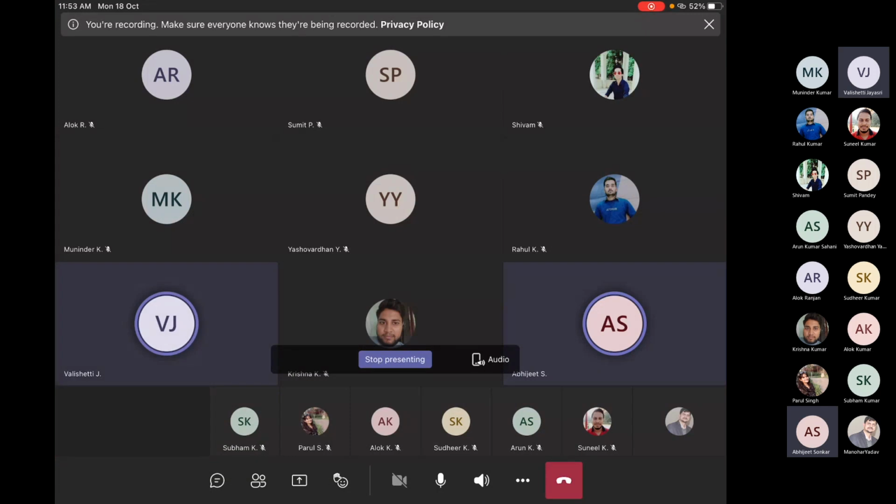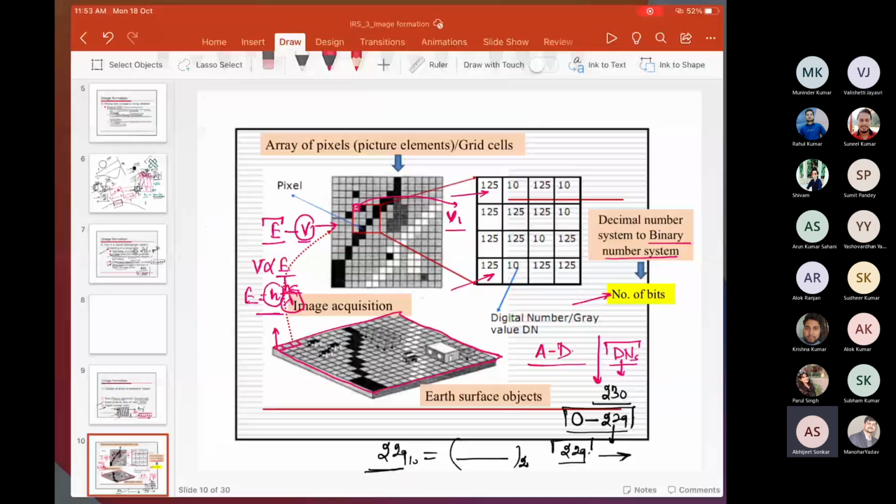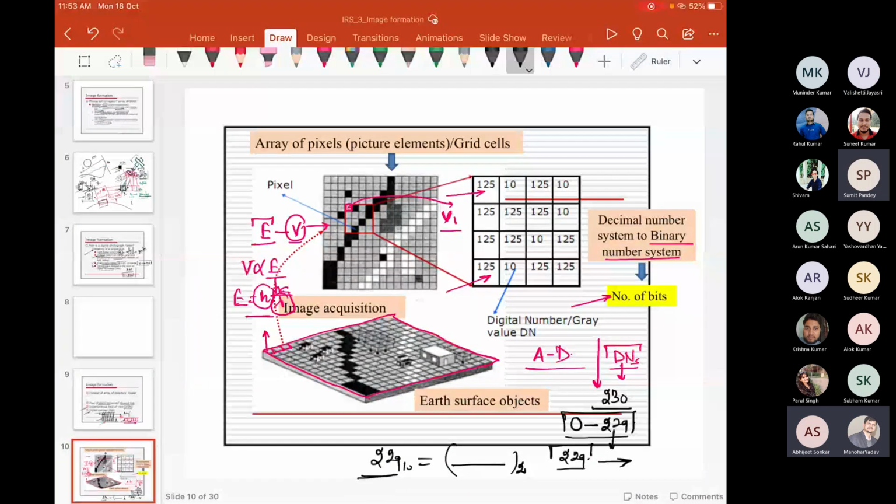Sir, base 2. We require 8 bits, sir. We require 8 bits to represent 229.